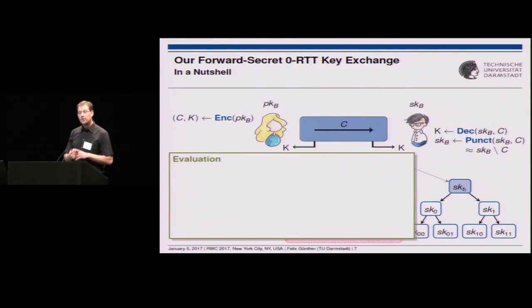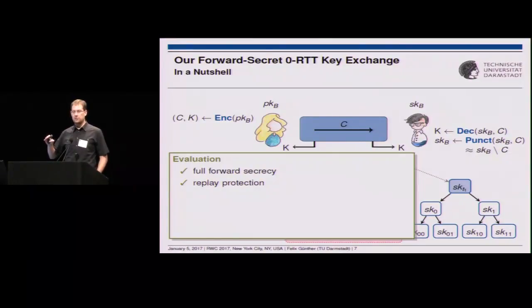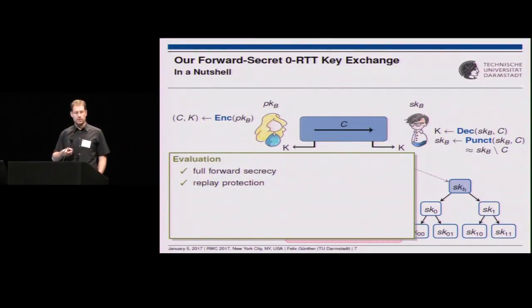Okay, so what are the properties of this protocol? Well, first of all, it achieves full forward secrecy through this puncturing approach. That is, as soon as the key exchange is over, compromising the secret key of Bob will not affect the security of this session anymore. Puncturing also gives you replay protection, at least on the key exchange level, because you simply can't decapsulate the same ciphertext twice.